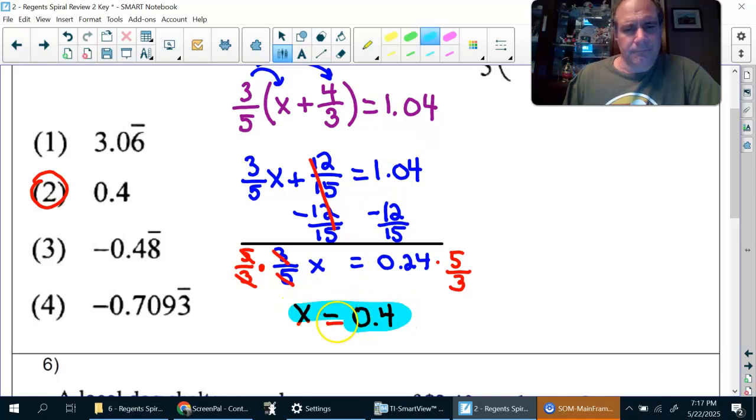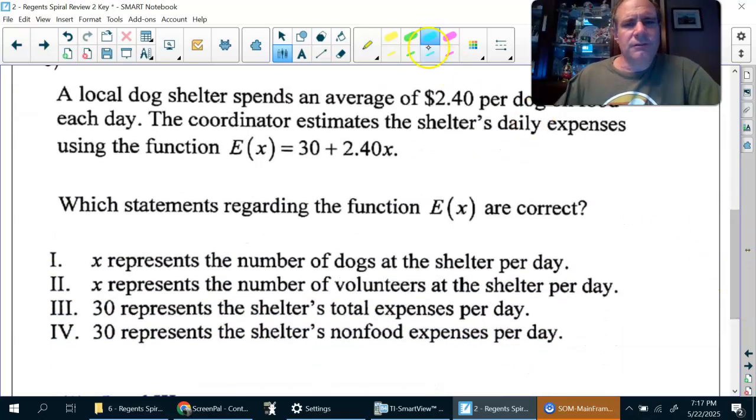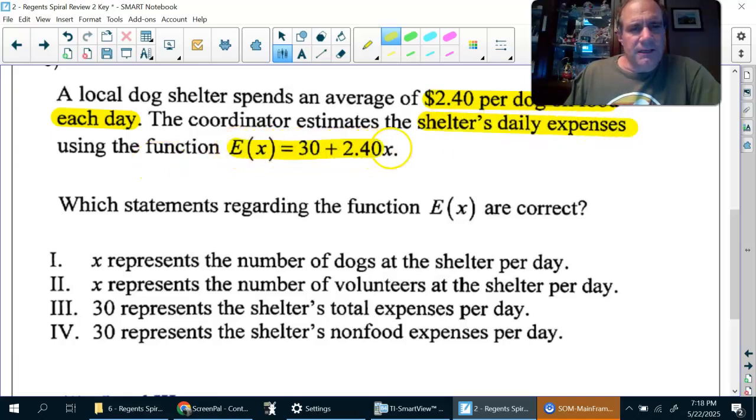And that is it. Number 6, a local dog shelter spends an average of $2.50 per dog on food each day. The coordinator estimates the shelter's daily expenses using this function right here. Which statements about E of X are correct?